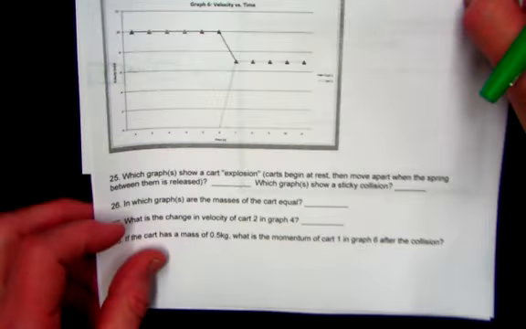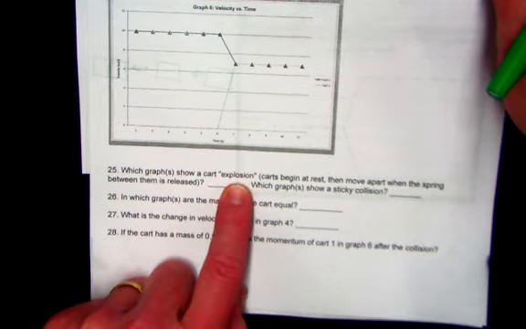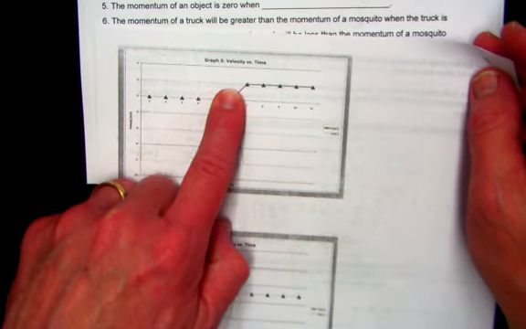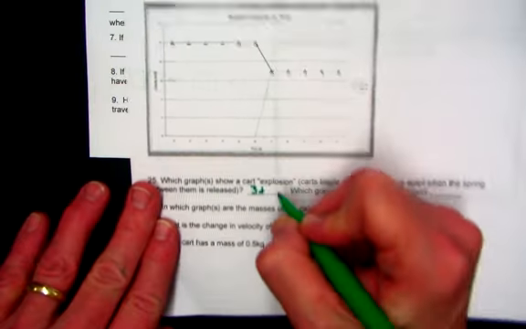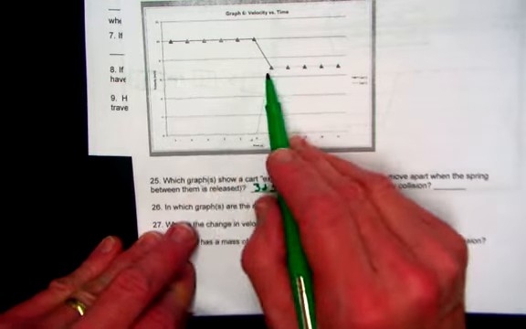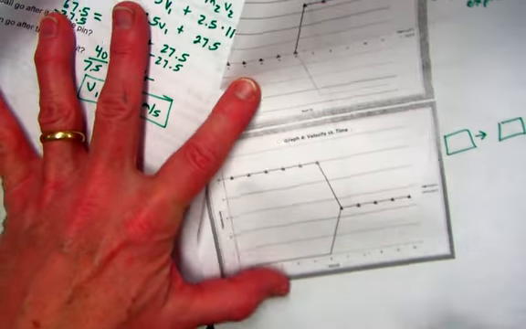So if we go on to the questions, which graphs show a cart explosion? We just learned how to recognize that. Graph 3 would be an explosion. But also, if we look over here, this would be an explosion as well because they're together and then they separate. So graph 3 and 5 would be explosions. That means the other ones we're calling a sticky collision. That would be this one. They're separate and then they go together. And then over here, graph 4 was the other one. So graph 4 and 6 show a sticky collision.